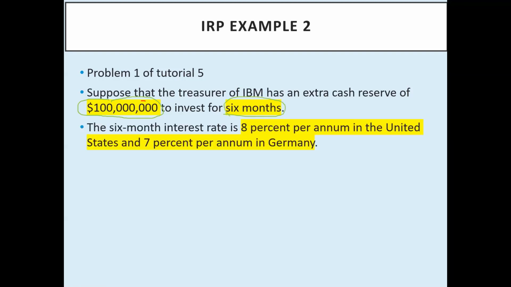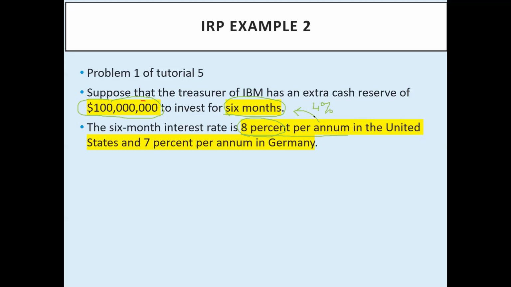I'm looking at two different investment options. So if I invest in my home country, which is the US, I can get 8% per year. So if my interest rate is 8% per year, that means for 6 months, I will get 4%, okay?